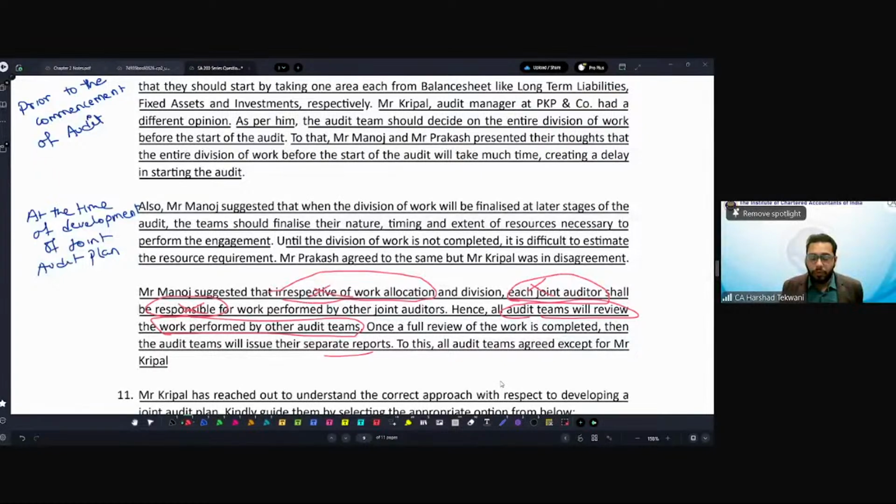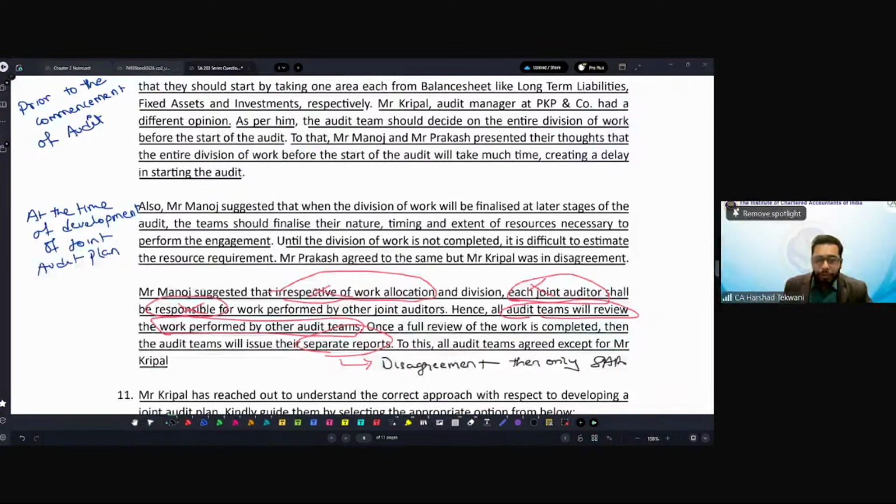And the last one is separate audit report. No, if there is a disagreement, then only separate audit report. Otherwise, you need to issue a common audit report. So in this case, Manoj and the other audit teams that have an opinion to issue separate audit reports is incorrect. Mr. Kripal is correct in this scenario.